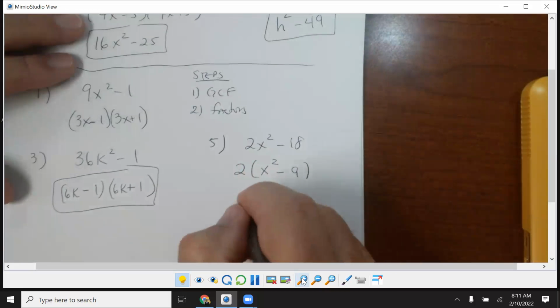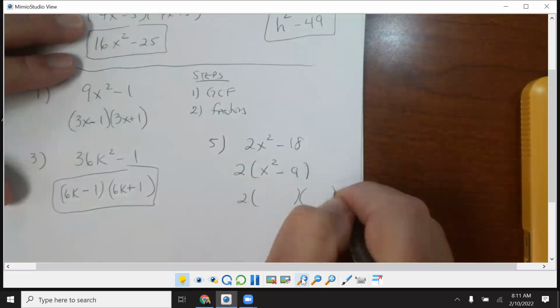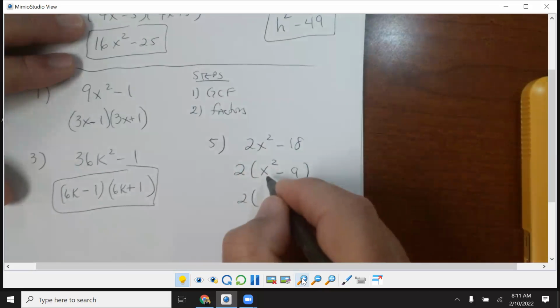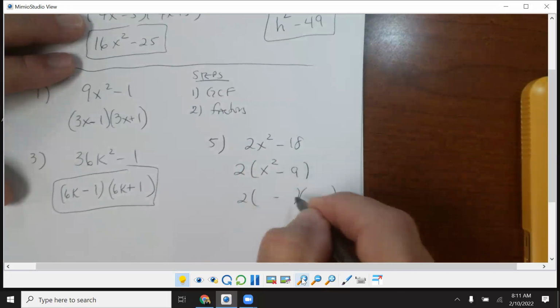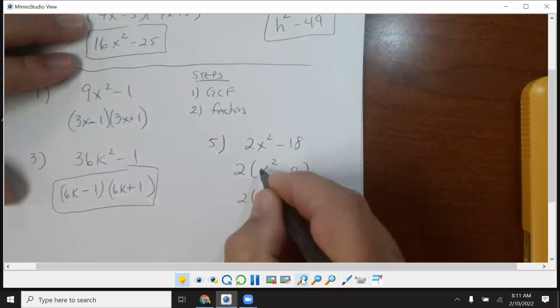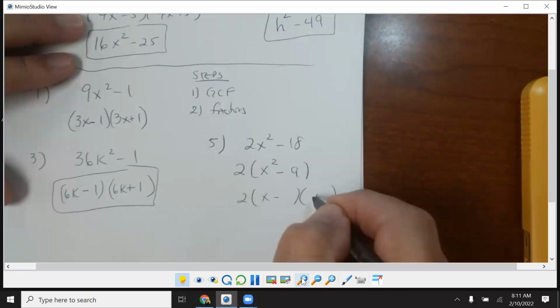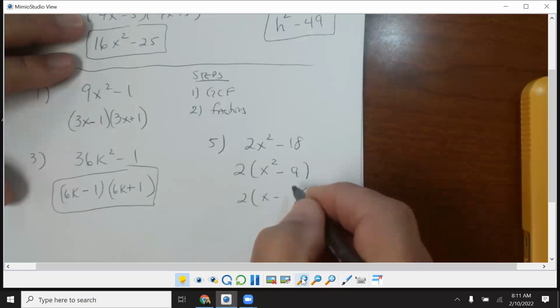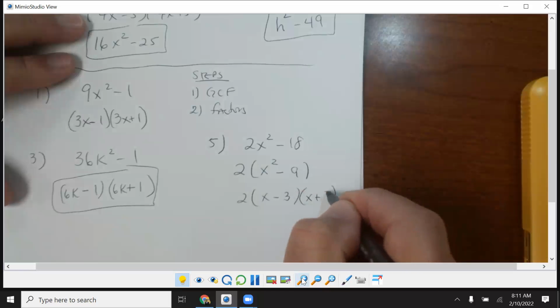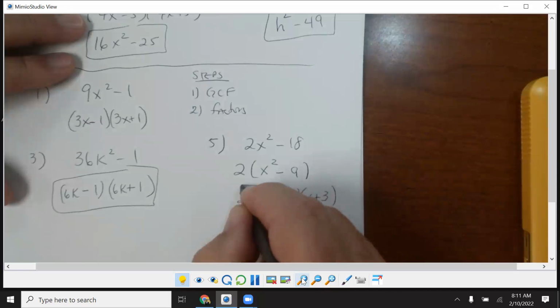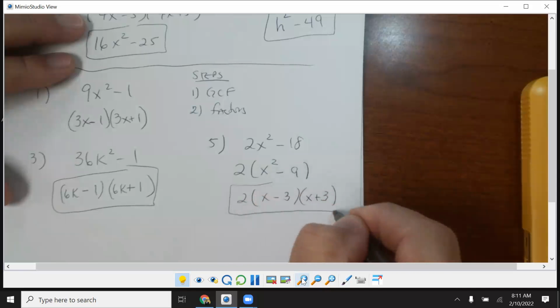Now if you look, I have to break this down because this is a perfect square. There's no middle term. So we're going to have a minus, we're going to have a plus. x times x is x squared. And what times what gives me 9? It's 3. So 3 times 3 is 9. So this whole thing will be my factors.